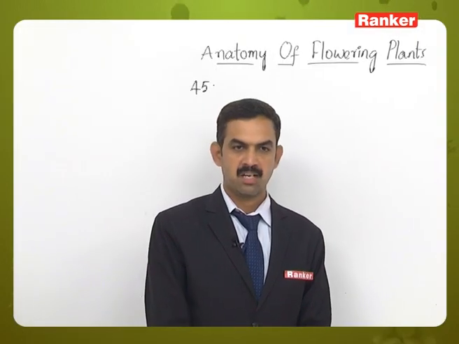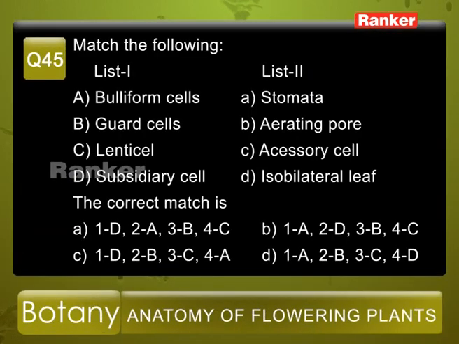Question number 45. Match the following. List 1: A. Bulliform cells, B. Guard cells, C. Lenticel, D. Subsidiary cell. List 2: 1. Stomata, 2. Aerating pore, 3. Accessory cell, and 4. Isobilateral leaf. The correct match is option A.